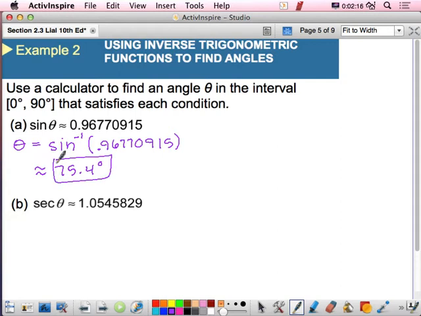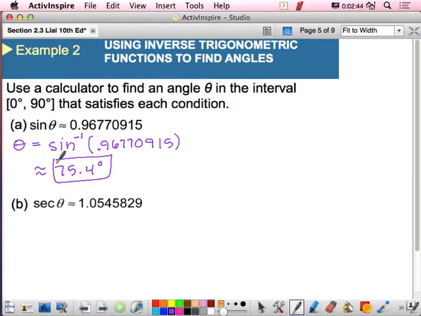Yes? Okay. So obviously if it gives you sine, cosine, or tangent, those are going to be really easy. You just hit second sine, second cosine, second tangent, and then you enter the value that was given, and that will produce the angle. You should be able to check it back. You should be able to take the sine of the angle you were given, before you rounded, and it should tell you 0.96770915.